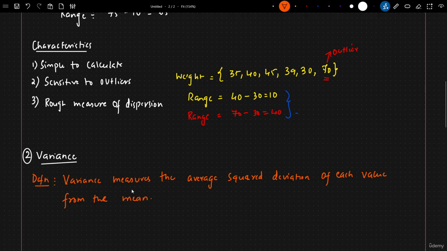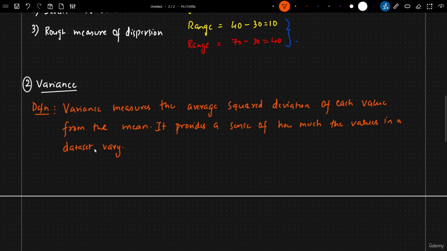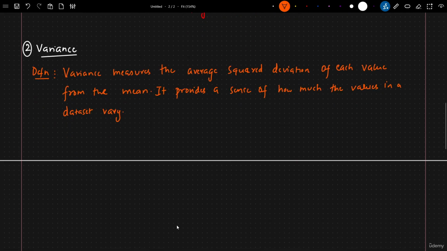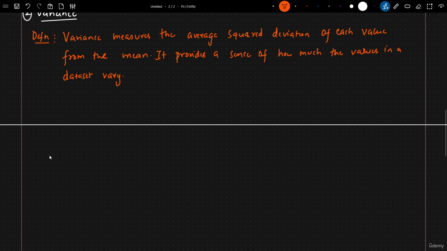Okay, so if I really want to add one more point, I can go ahead and write: it provides a sense of how much the values in a data set vary. Okay, so this is what variance is all about. But again, just by seeing the definition, we definitely won't be able to understand. So first of all, let me talk about the formula for variance.